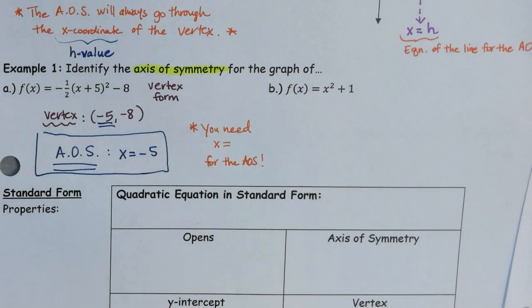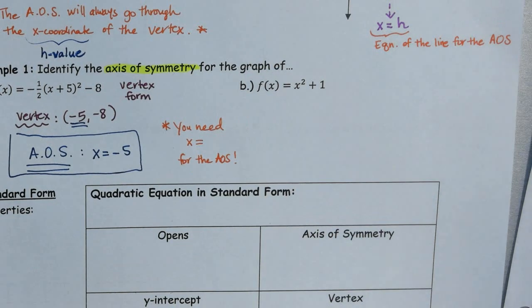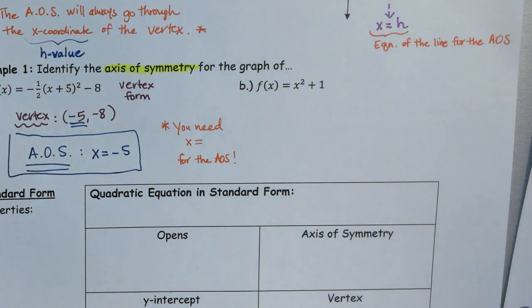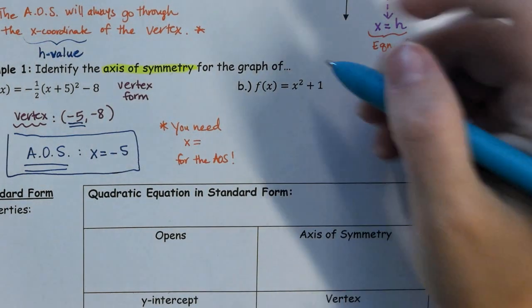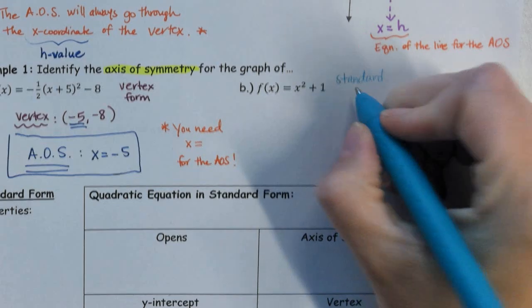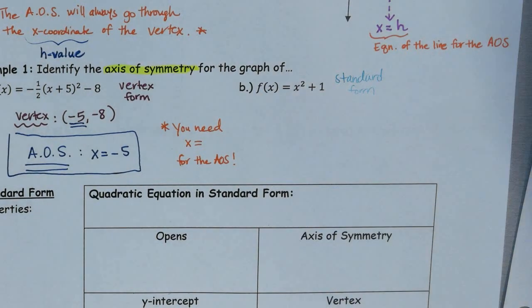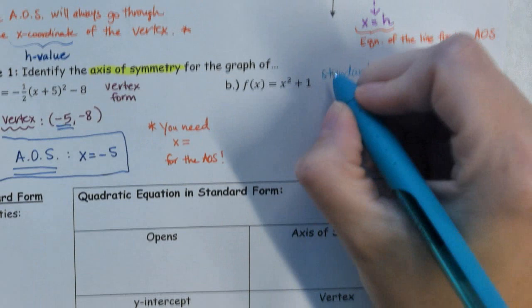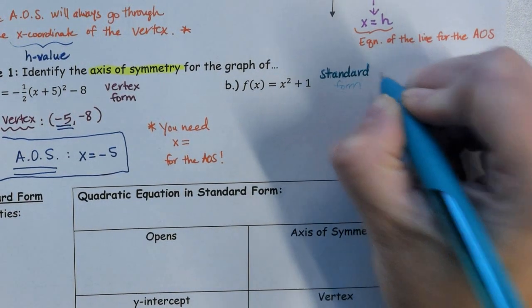All right, now for B, this is not in vertex form. Do you guys remember what the form is called? Starts with an S? No? Standard. The slope intercept will be for linear. So this is standard form. Okay, so if it's in standard form, think about how we found the x-coordinate of the vertex yesterday.